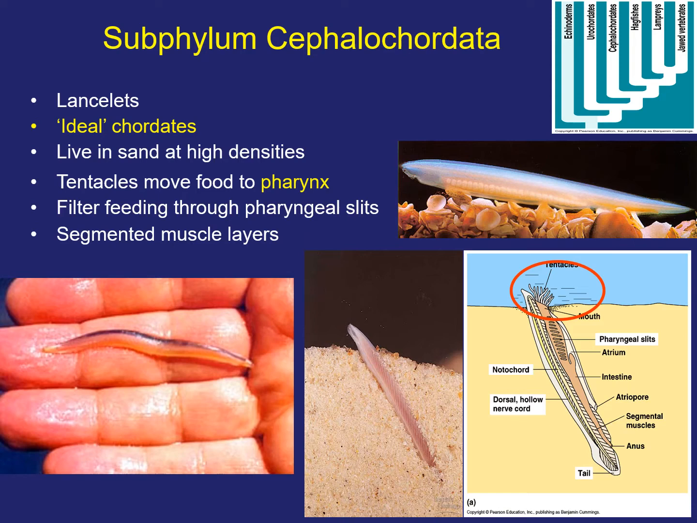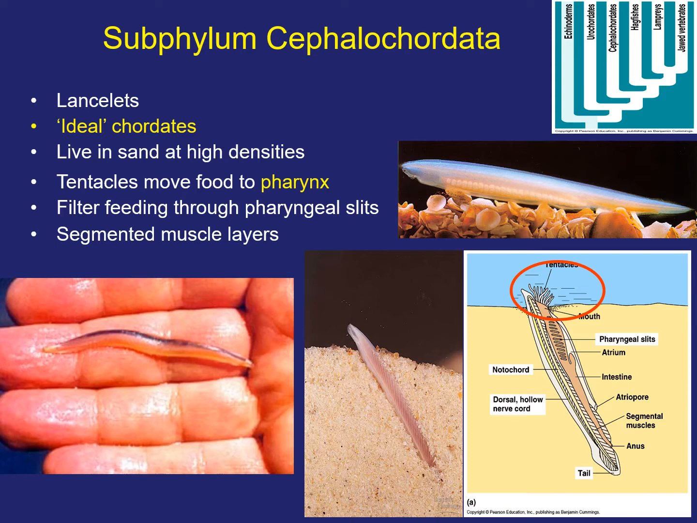They are segmented, and we see that in chordates. We are segmented as well, especially as embryos. The segmentation is pretty obvious, but even as adults, we have vertebrae that are repeated over and over again. We have ribs that are repeated over and over again within the thorax. We do show internal segmentation.